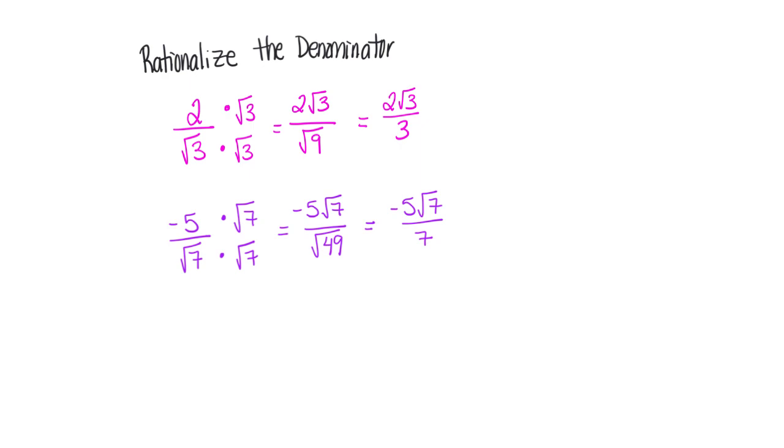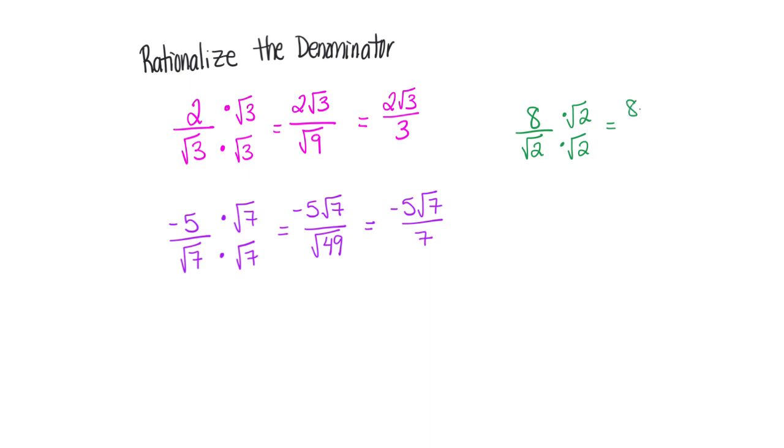Let's take a look at just one more. What if we have 8 divided by the square root of 2? Again, we're going to rationalize this to get the square root out from underneath the denominator by multiplying both the numerator and the denominator by the square root of 2. Then we're going to multiply straight across.